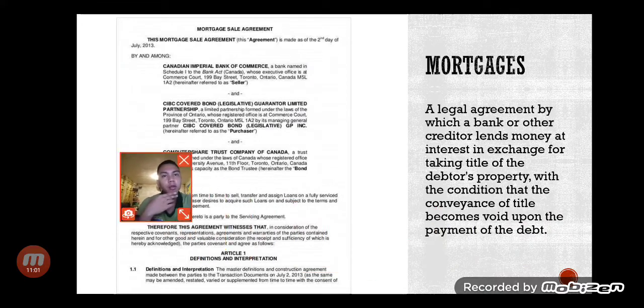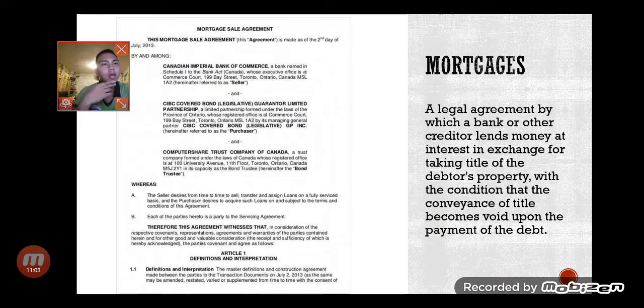So the next one is mortgages, a legal agreement by which a bank or other creditor lends money at interest in exchange for taking title of the debtor's property, with the condition that the conveyance of the title becomes void upon the payment of the debt.